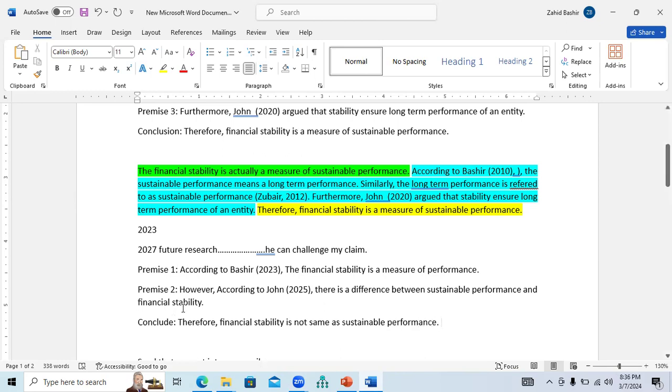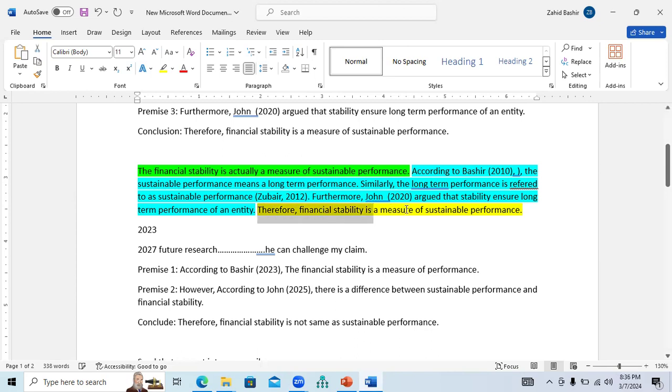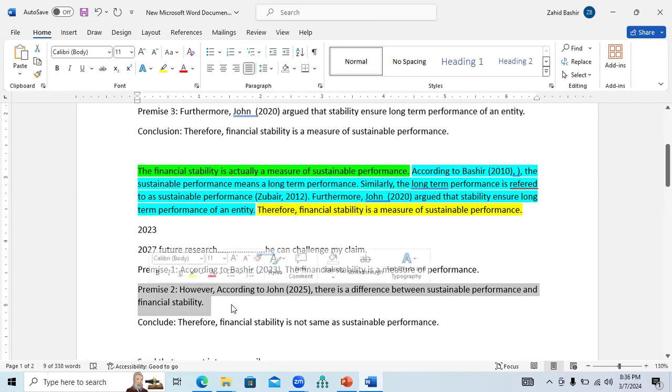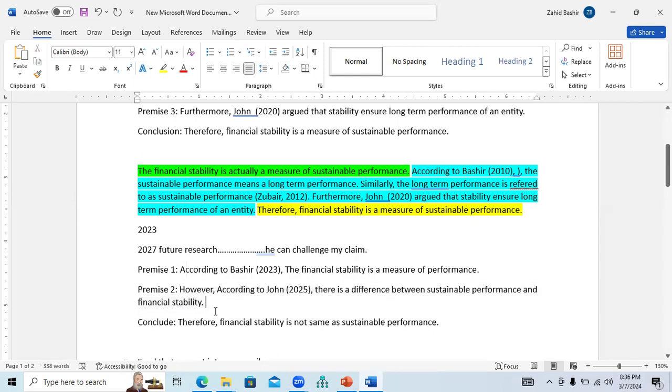Now, actually, if you are seeing, he is basically challenging my argument because he found someone's study who is arguing that they are not the same. Maybe Mr. John has provided something where he has proved that financial stability is different from sustainable performance. So I need to provide that evidence too.